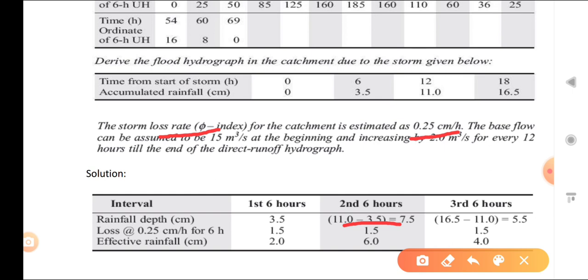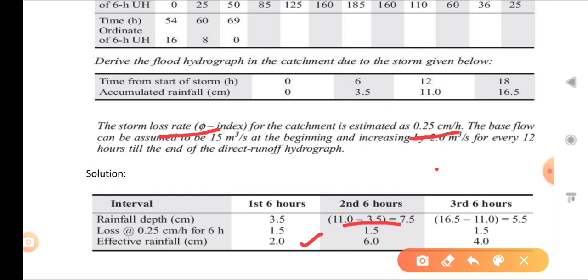So now you can see how we will find it. The total rainfall depth is 3.5. The total time is 6 hours, and the rate of loss is 0.25 centimeter per hour. So the total loss in 6 hours is 0.25 multiplied by 6, which is 1.5. The effective rainfall is then 3.5 minus 1.5, which is 2. Similarly for the second 6 hours, the total rainfall depth is 7.5, and the rate of loss is 0.25 centimeter per hour.